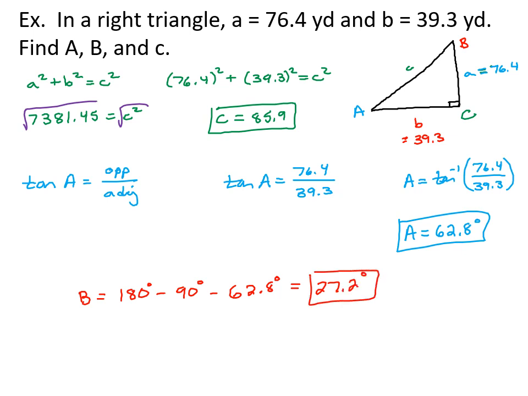If you did another trig function, that's okay. You could come up with a trig function. For instance, for angle B, I could do tangent again, just dividing them the other direction. Do 39.3 divided by 76.4, and doing that direction, you'll get 27.2.